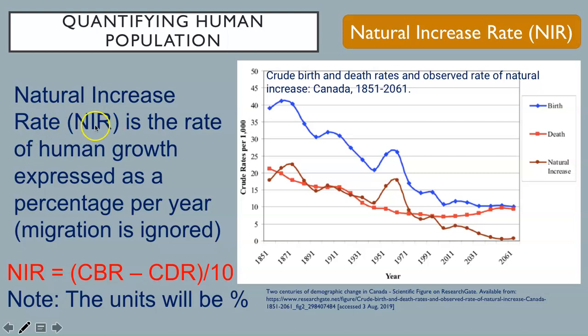Natural increase rate is the rate of human growth expressed as a percentage per year. In this case, migration, so emigration or immigration, is ignored. The natural increase rate is calculated by subtracting the crude death rate from the crude birth rate, and then taking that number and dividing it by 10. The rate is then expressed as a percentage.